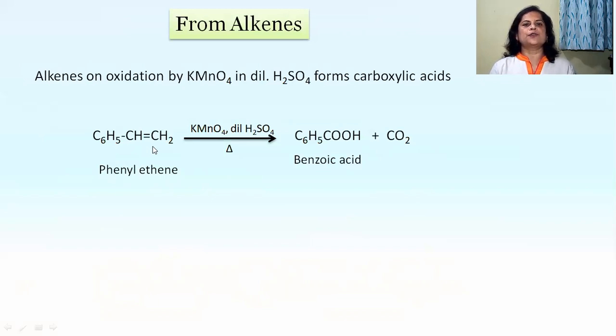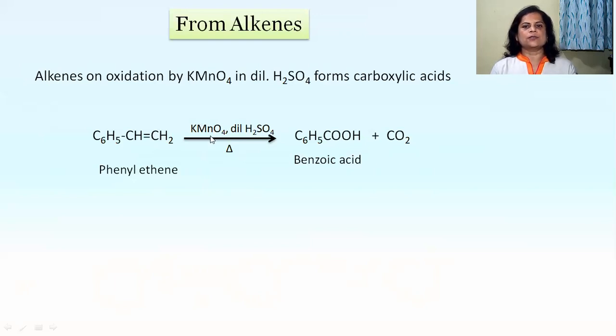Now see here what happened. The CH double bond CH2 part, the CH2 is removed in the form of CO2, one carbon atom. That double bond breaks, and it forms C6H5C double bond OH. Means we are adding oxygens. Means that alkenes undergo oxidation by using KMnO4.